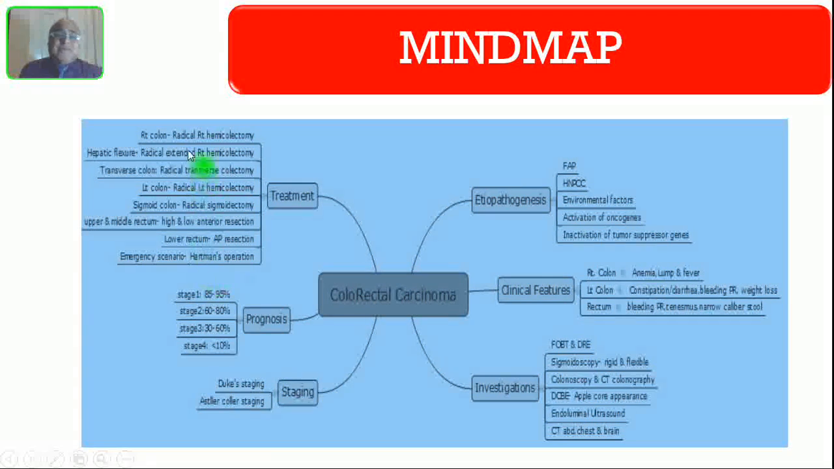Suppose the tumor is inoperable, then you can put a stent inside, and if the nodes are involved, you can give chemotherapy also. But in colonic CA, there is no role for radiotherapy, whereas in rectal CA, you can give neoadjuvant radiotherapy to downstage the disease. That you can do only for rectal CA and not for colonic CA.